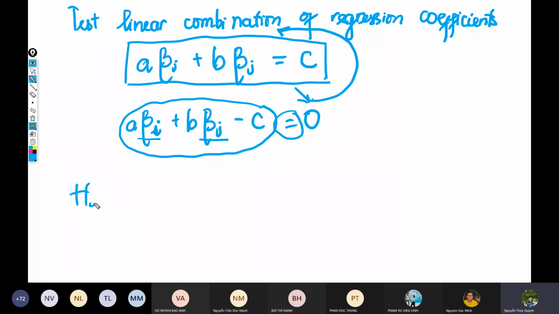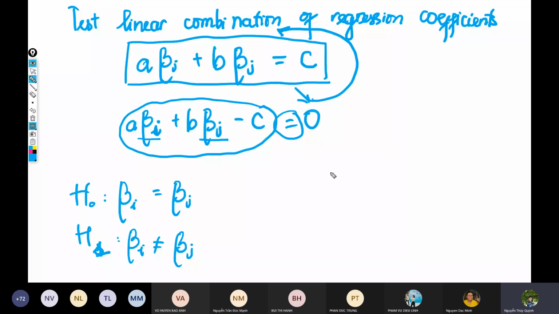We want to test whether beta i is equal to beta j, which means whether the effect of xi on y is the same as the effect of xj on y. Here we have the alternative hypothesis. If you want to conduct a two-sided test, we will have the alternative hypothesis like this: beta i is different from beta j. You can also conduct a one-sided test, like a right-sided test like this.